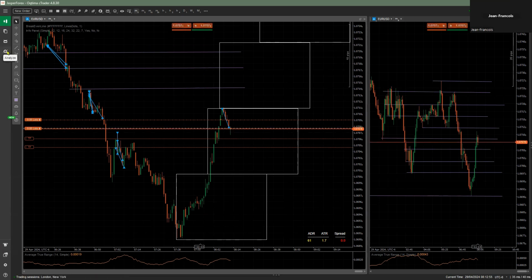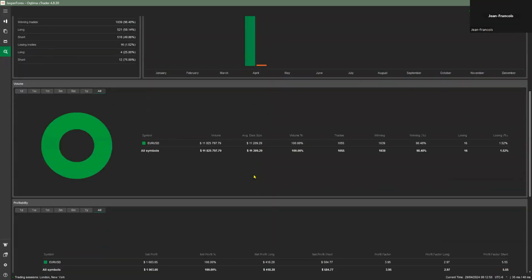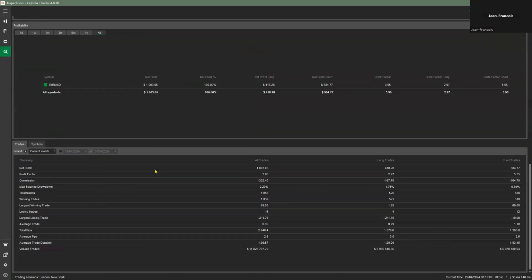End of the month, I was looking at the end of the month earlier. Current month, we've done $1,000 of profit for the current month. Above that, we paid $330 in commission, which is appropriate for this strategy. Max drawdown per trade is 1/3% or so. We did about 1,000 trades. My biggest win was a hedge trade for $69.